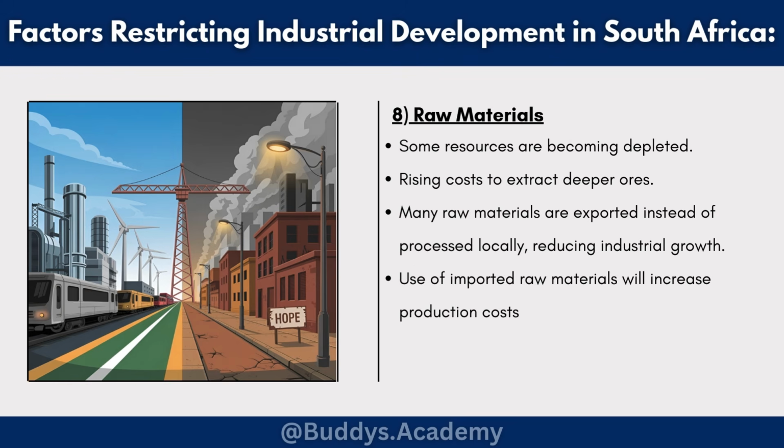Our eighth and last factor is going to be your raw materials. Now, some resources like your high quality coal or your certain minerals are becoming depleted. And therefore there's going to be rising costs to extract your deeper ores. Many raw materials are going to be exported instead of processed locally, which is going to reduce your industrial growth. And the use of imported raw materials will obviously increase your production costs.